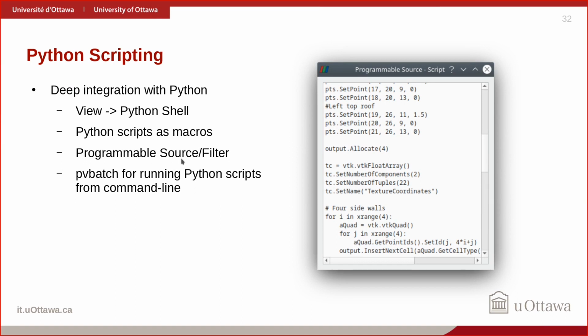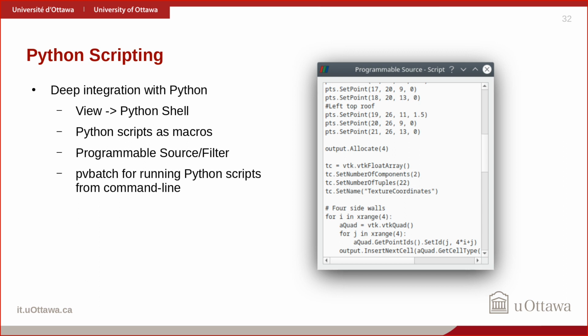So a programmable source lets you create an object based on Python code. So if you want to put in something that's not a sphere, or a cylinder, or a cone, or whatever, you want to make something yourself, you can use a programmable source. The other thing you can make is a programmable filter. So if you have a very custom filter that doesn't already exist in Paraview, you can make your own.